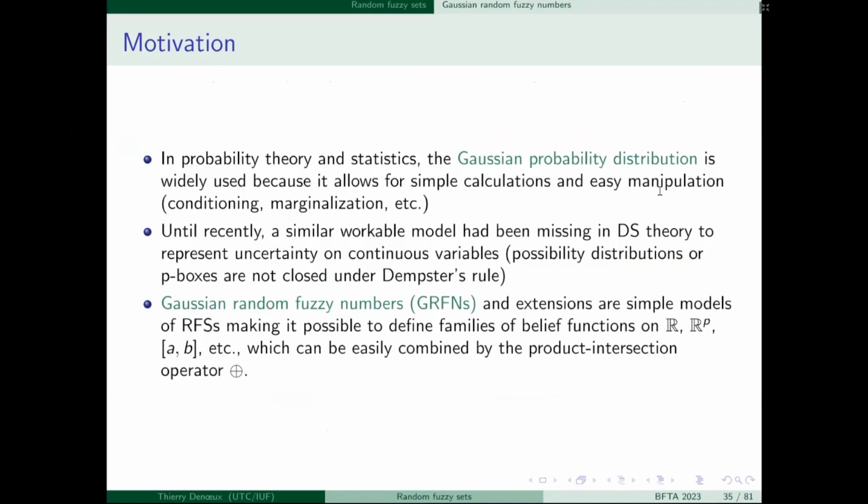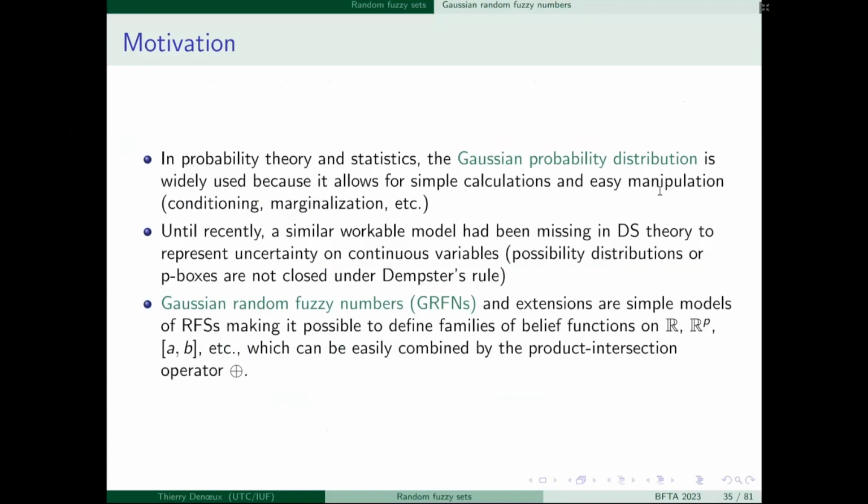And a simple, very useful model of probability distribution in probability theory is the normal or Gaussian probability distribution. It's convenient because it can be easily used in calculations. For example, if you take two independent normal variables, the sum is still normal, or any linear combination is normal. If you take a multidimensional normal probability distribution, you can marginalize it or condition it, and it's still normal. So this is very convenient.